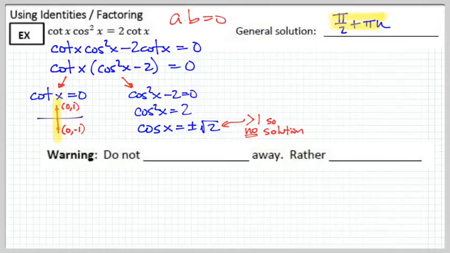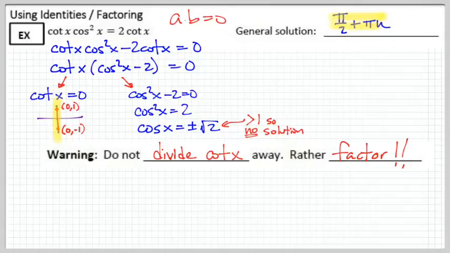So the warning here, the key takeaway is don't divide away a value. Factor it instead. Bring it all to one side and then factor it. You don't want to lose the solution. Actually, you can see here that if we had divided away the cotangent, just made it disappear, we would have lost this entire solution. We would have kept this side of things, but it didn't have any solution. So we would have thought this had no solution when in actuality it had these solutions right here.